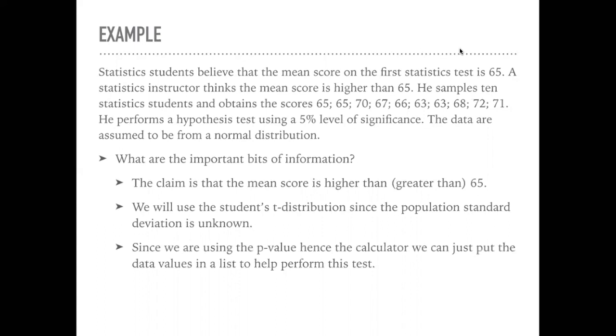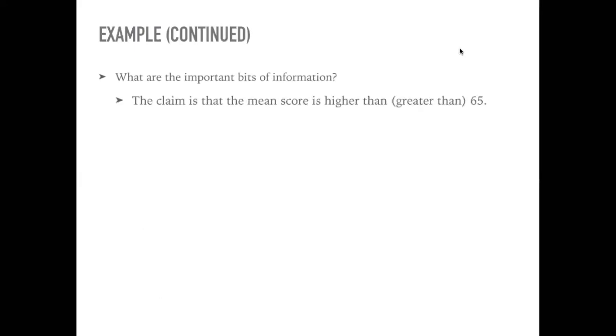So instead of finding the sample mean, the sample standard deviation and everything, we're just going to put all the data values into a list on our calculator to help perform this test. And do make note that the level of significance is 0.05, and the degrees of freedom is 9. So we're going to need to have all of our data in our list, and that we're comparing to 65, our degrees of freedom is 9, and our alpha is 0.05. Those are going to be important things to keep in mind.